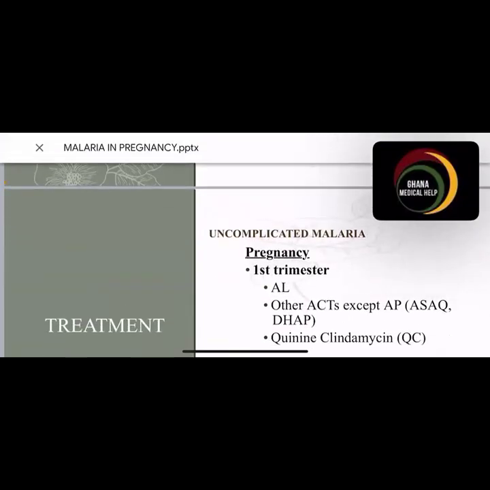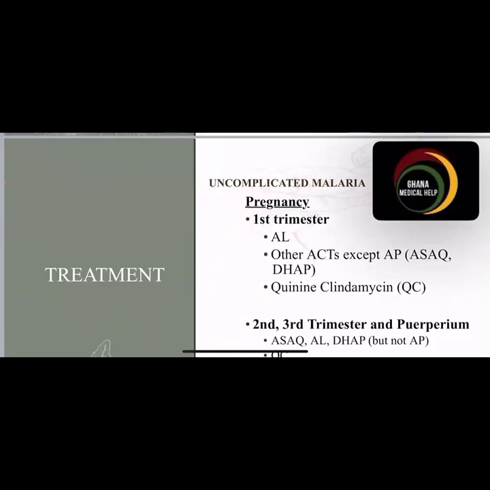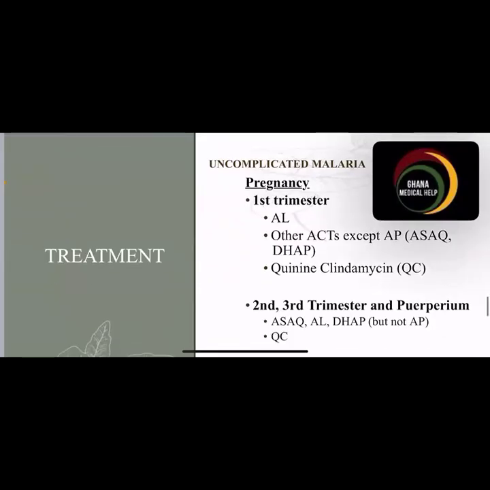So in uncomplicated malaria in pregnancy, whether first trimester, second trimester or third trimester, you can use your AL, artemether lumefantrine, or artesunate amodiaquine. You can use them. The only one you are not allowed to use is the AP, the artesunate pyronaridine. That one is still the same issue they had with the AL initially, when they said you can't use it in the first trimester, because they also have studies that show that it has some teratogenic effects. Secondly, they don't have a lot of studies on it, so it's not allowed.